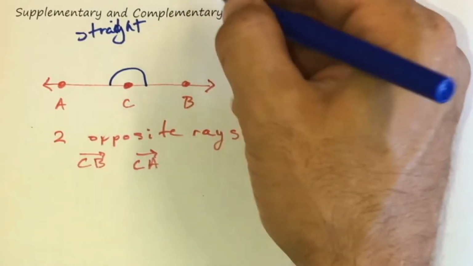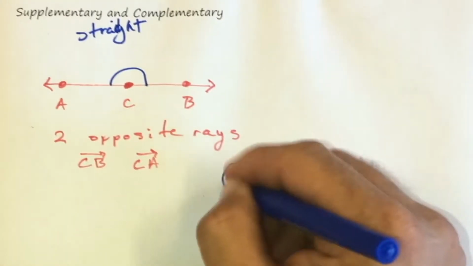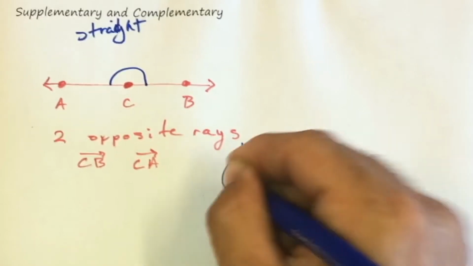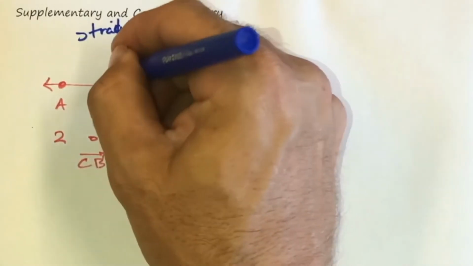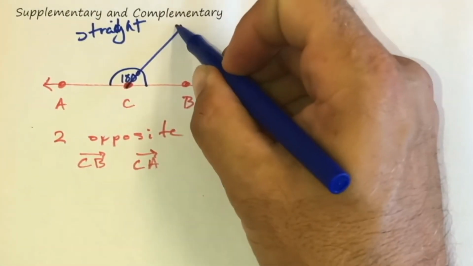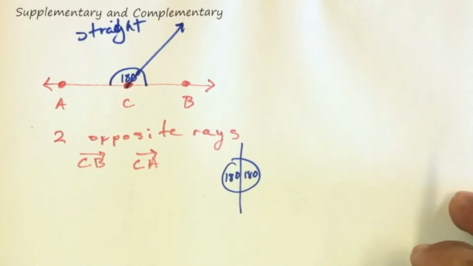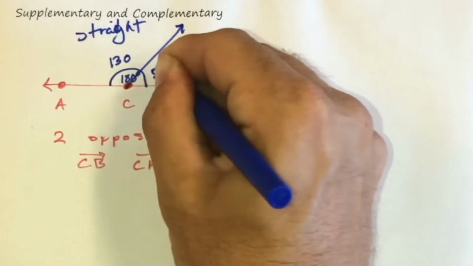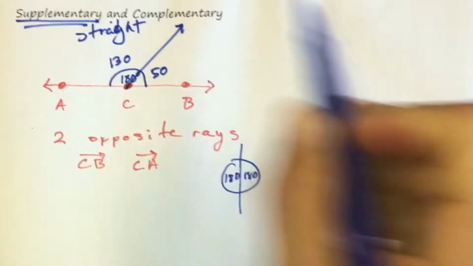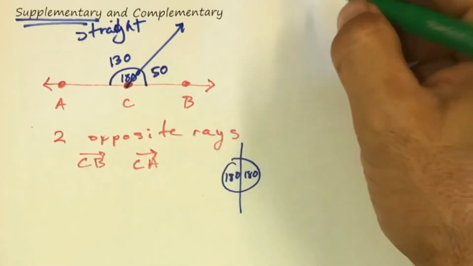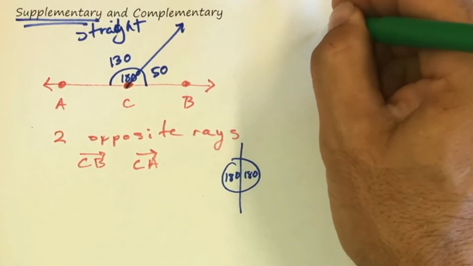Now this straight angle is basically half of a circle, right? If I take a circle, I cut it in half. A circle is 360 degrees, so this angle here is going to be 180 degrees. And two angles that add up to 180, maybe this is 130 and 50, would be known as supplementary. And they don't have to be adjacent. What does that mean, adjacent?